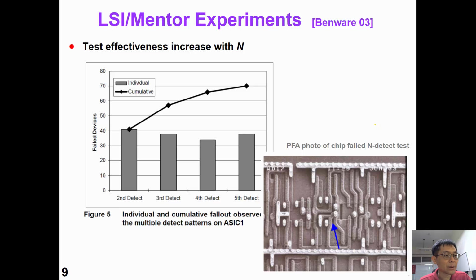Here is another experiment performed by LSI and Mentor Graphics. In this experiment, they applied 2-detect test sets, 3-detect, 4-detect, up to 5-detect test sets. We can see that the number of chips that failed N-detect test sets increased with N. So N-detect has been shown to be effective. They also show a PFA photo of a chip that failed the N-detect test set. A bridging defect was found to be the problem.